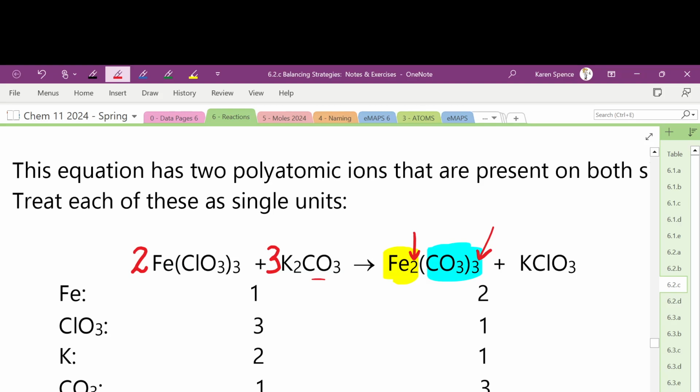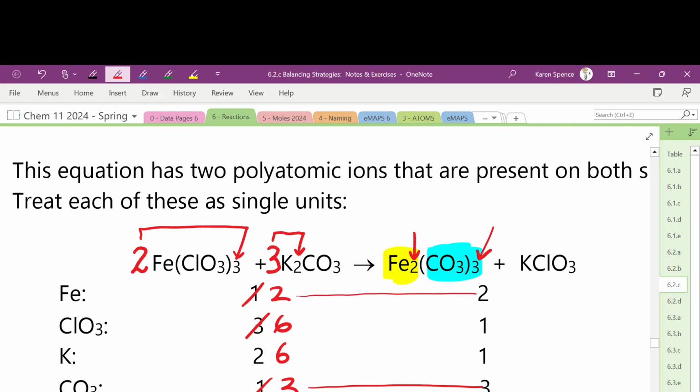And now we'll update all our numbers in our chart. Iron, we now have 2. Chlorate, we now have 2 times 3 is 6. Potassium, we have 3 times 2 is 6. And carbonate, we have 3. On the right-hand side, carbonate is good and iron is good because we just balanced that complicated compound. And now to fix potassium and chlorate, I just need 1 coefficient. That's going to be a 6 in front of the KClO3, and we're done. Is that good?